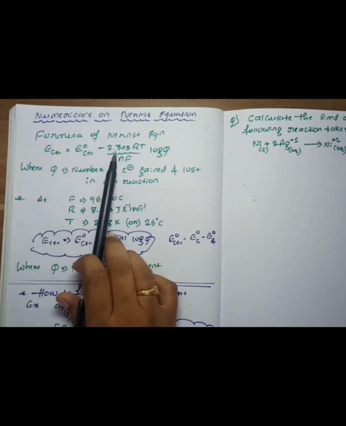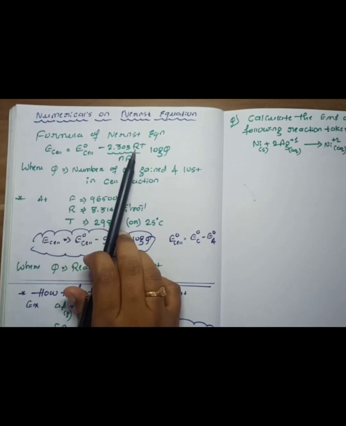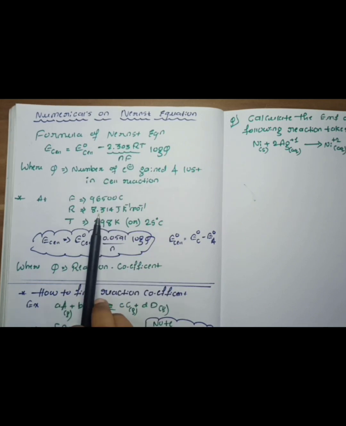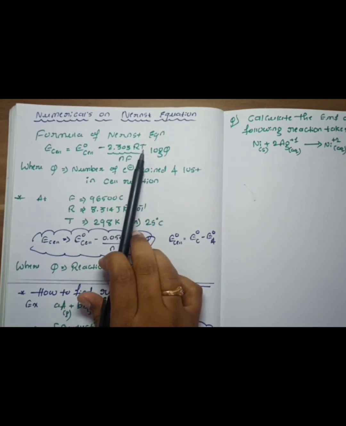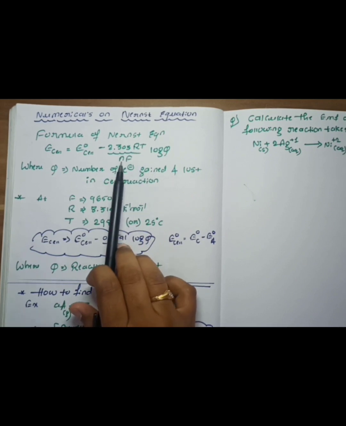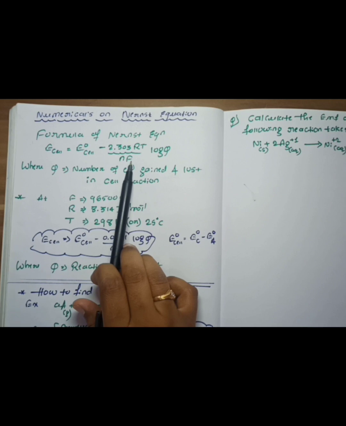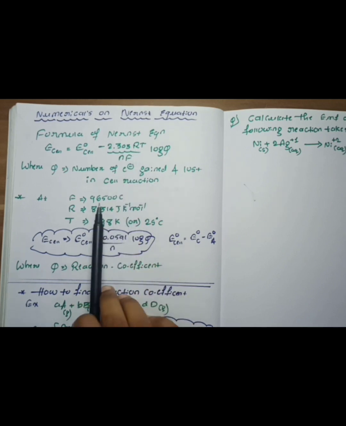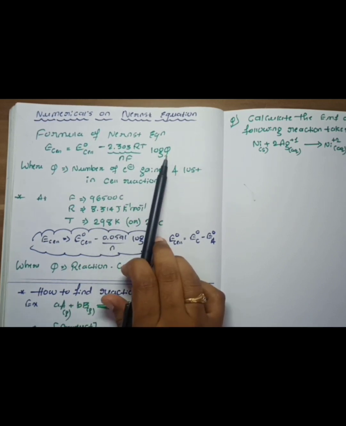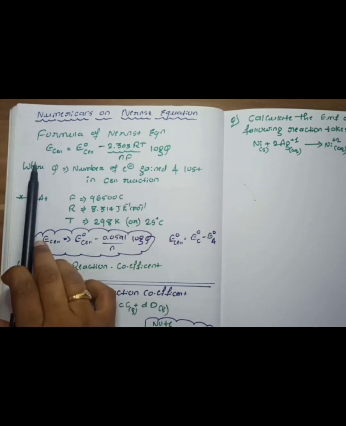Now 2.303 is a constant, and R means the gas constant. The value is 8.314 joule per Kelvin per mole. T means the temperature, n means the number of electrons lost or gained in the cell reaction, and F means the Faraday constant. The Faraday constant is 96,500 coulomb, and Q is the reaction coefficient. This is the Nernst equation.